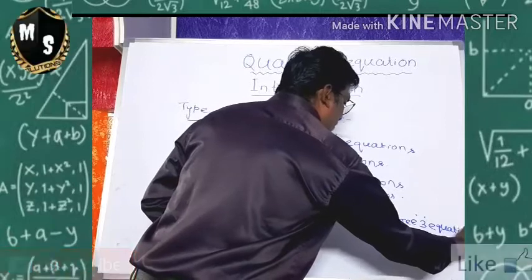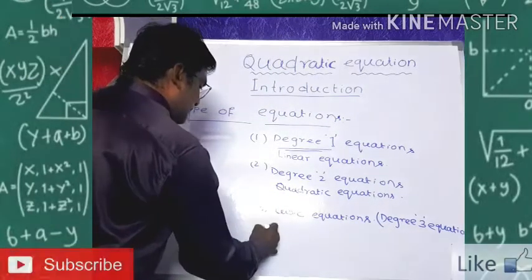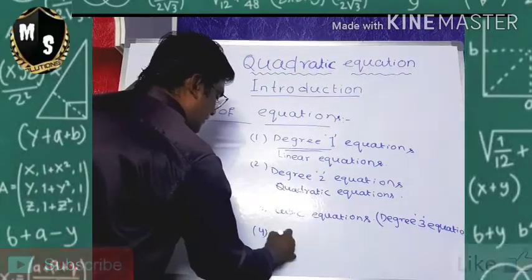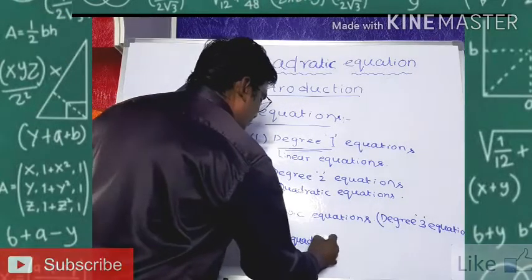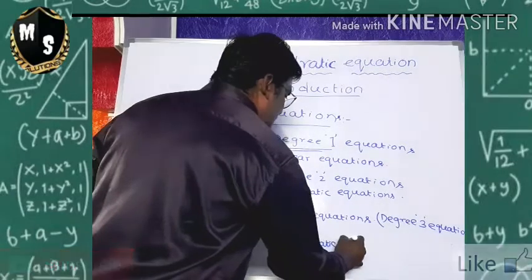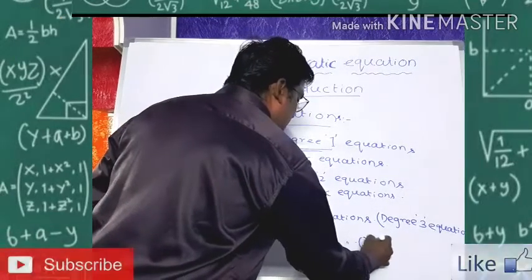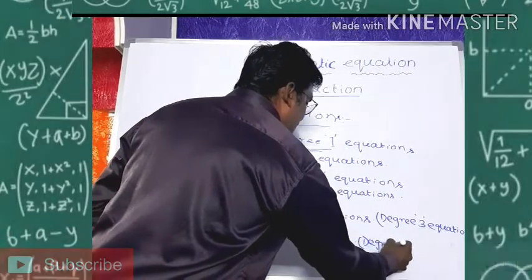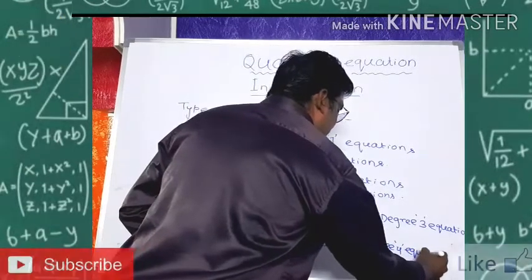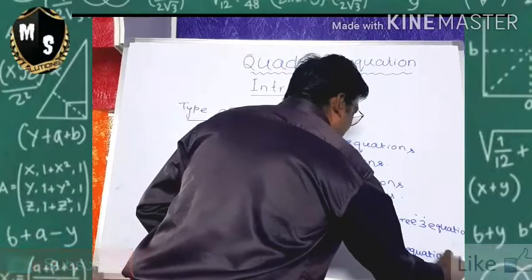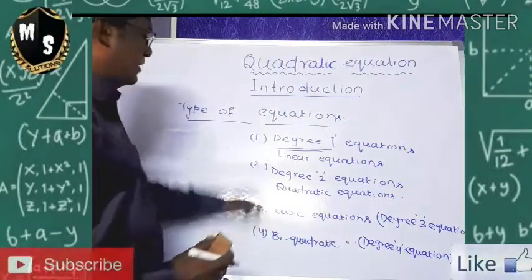Okay. Now you see the fourth one is called the biquadratic equation. Biquadratic equations are called degree 4 equations. Okay. Now you see, I classified the equations into 4 parts.